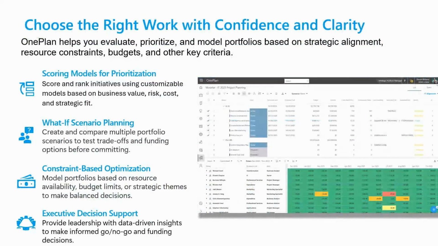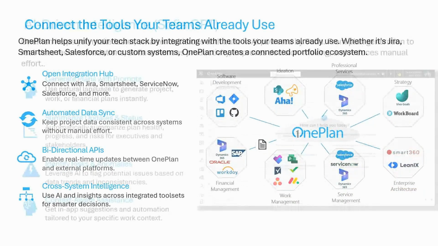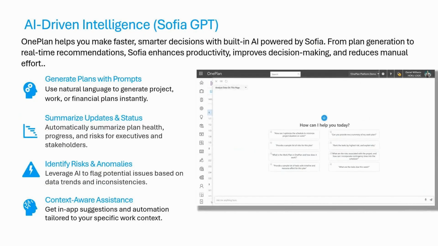So what we're going to talk about today is choosing the right work with confidence and clarity, and factoring in the resource capacity. We'll talk more about this here today. We'll also talk about balancing resource capacity with demand and what views you can actually see these things in, and make those trade-offs and do some balancing in order to get to the right end state or the right solution for what it is that you're looking to do. And then connecting the tools, we talked about that already. And then we'll show some examples of using Sophia from an AI perspective as we go through this and show some examples that make sense across all of this.